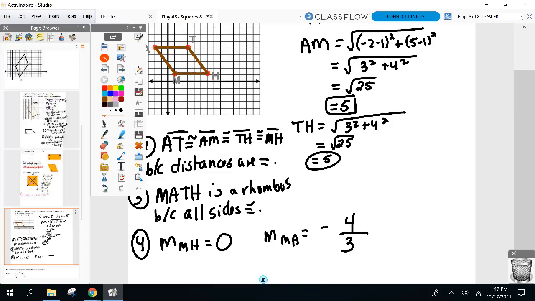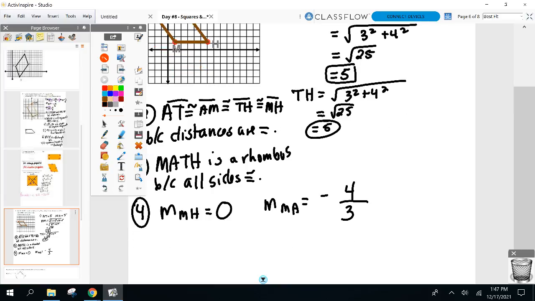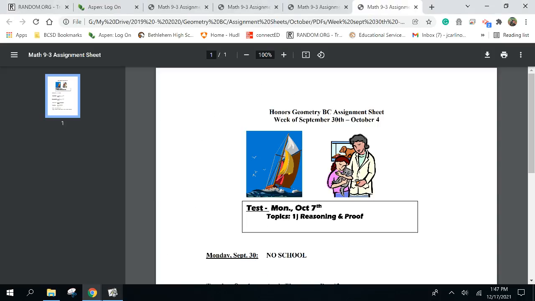What can we say about MH and MA? They are not perpendicular. All right. MH. Look at this. Ready? Perpendicular. Nope. You like that little symbol? MH not perpendicular to MA because, you tell me why now. Why are they not perpendicular?